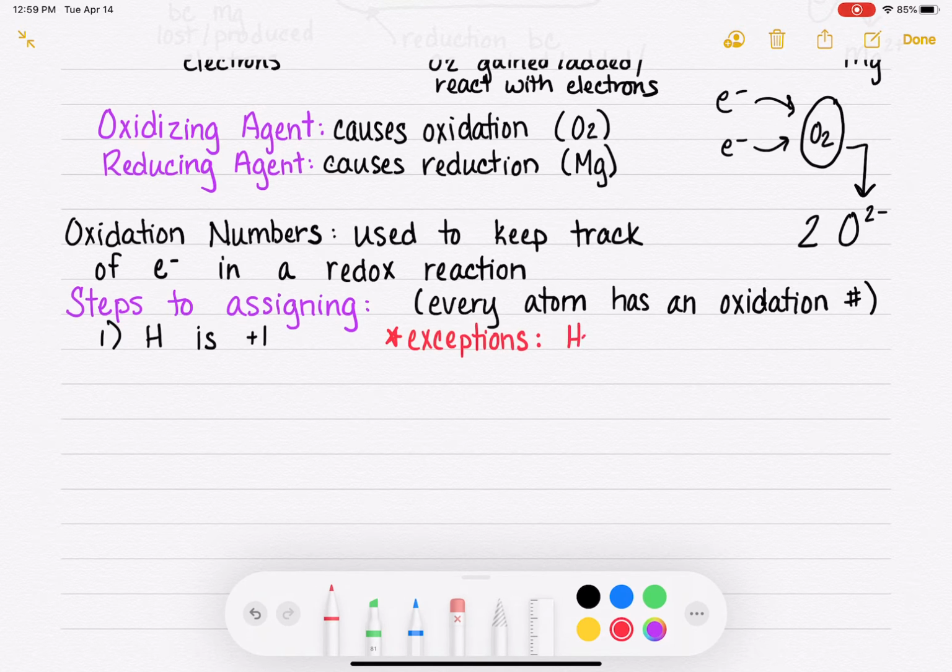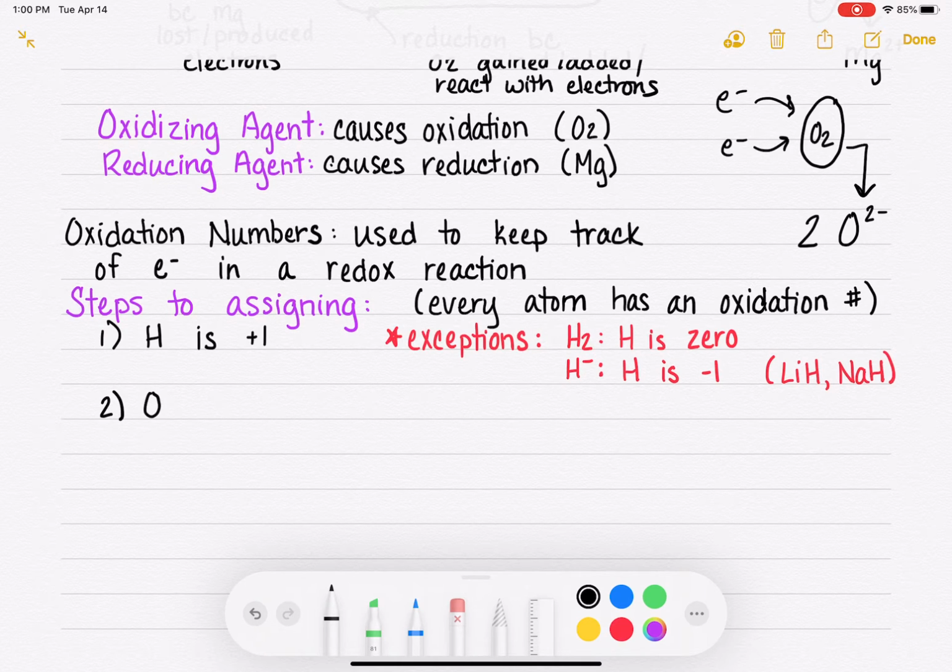The H2 molecule: in the H2 molecule, hydrogen is 0. And then also there is something called a hydride, H- ion. In the hydride ion, hydrogen is -1. A hydride ion is really uncommon, but you might see it in a compound like LiH or NaH, something along those lines. So this would be a hydrogen anion, pretty uncommon. So that's step number 1. Once you assign all of your hydrogens, then you move to step 2.